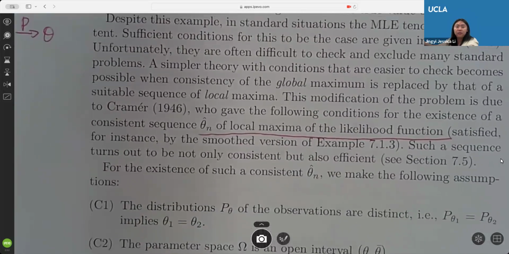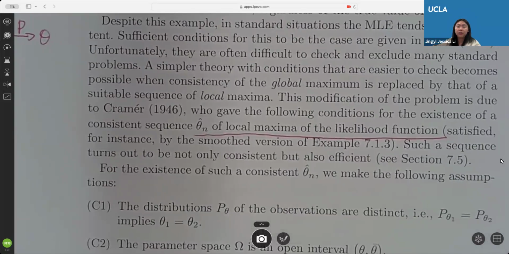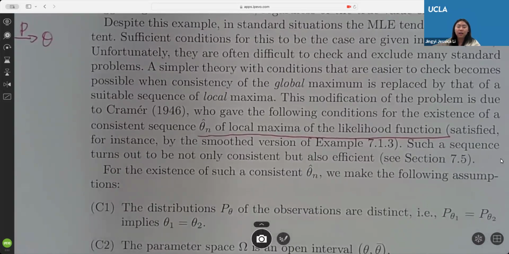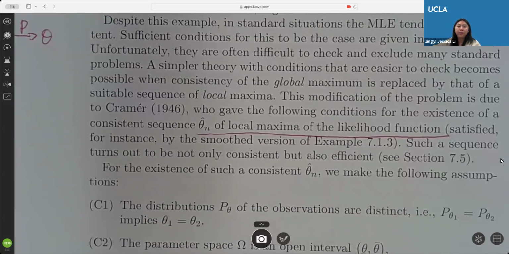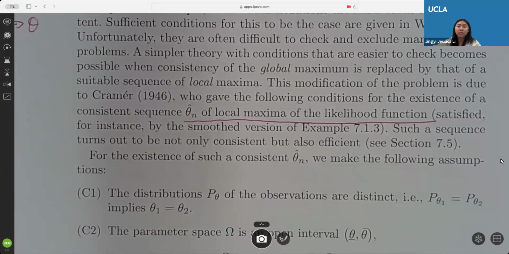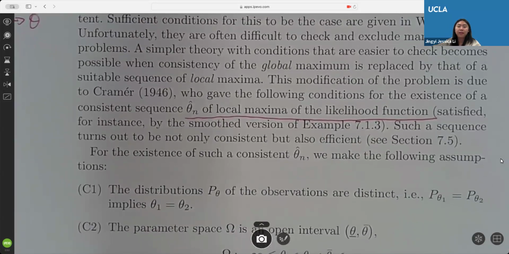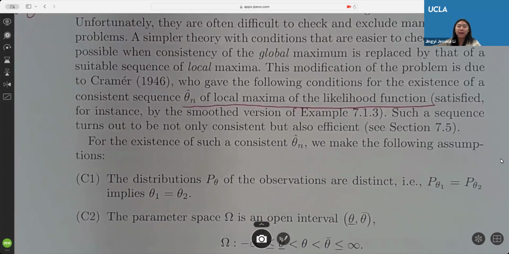Okay. Sufficient conditions for this to be the case are given in this Wald 1949 paper. Unfortunately, they are often difficult to check and exclude many standard problems. A simpler theory with conditions that are easier to check becomes possible when consistency of the global maximum is replaced by that of a suitable sequence of local maxima. This modification of the problem is due to Cramér, who gave the following conditions for the existence of a consistent sequence theta hat n.